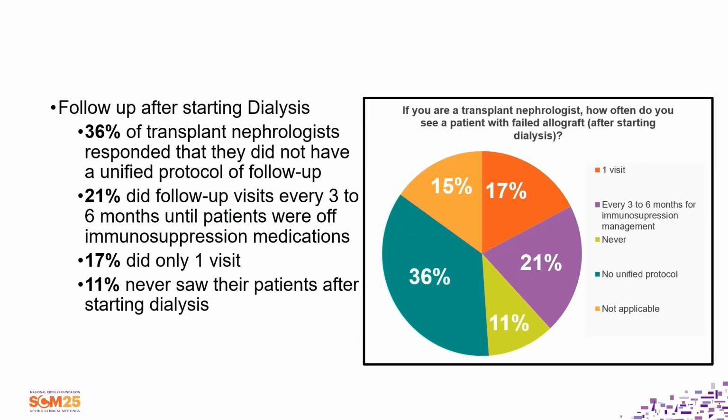We also asked the question, well, what happens if you're a transplant nephrologist? How often do you see a patient with a failed allograft once they start dialysis? And again, the responses were really interesting. Assuming that most of these patients are being weaned from their immunosuppression once they start dialysis, about a third said there was no protocol, about a fifth said they do a follow-up visit every 3 to 6 months until they're off their immunosuppression. And then there were a lot of people who did either one visit or no visits.